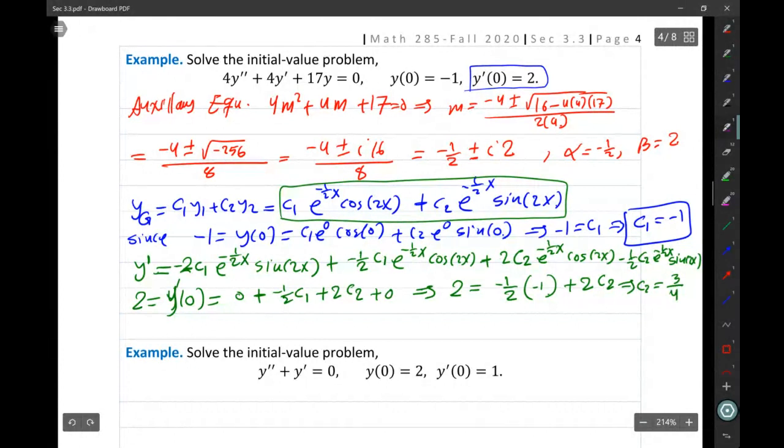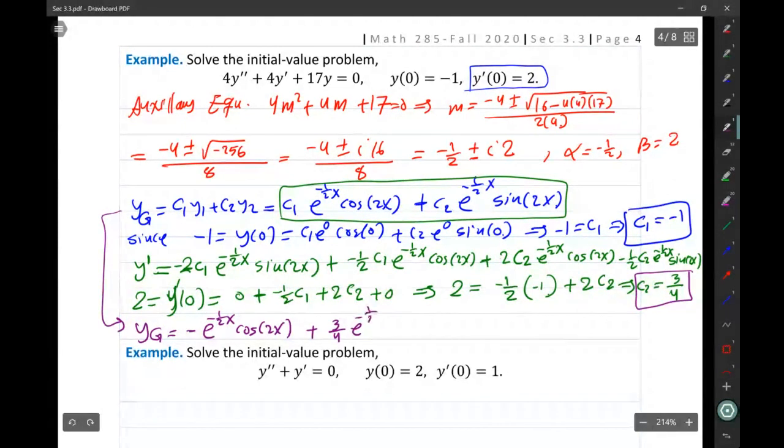So this is the value of C2. Now substitute it back in your general solution. yg, this is C1, which is minus e to the power minus half x cosine 2x plus 3 by 4 e to the power minus half x sine 2x. In this way.